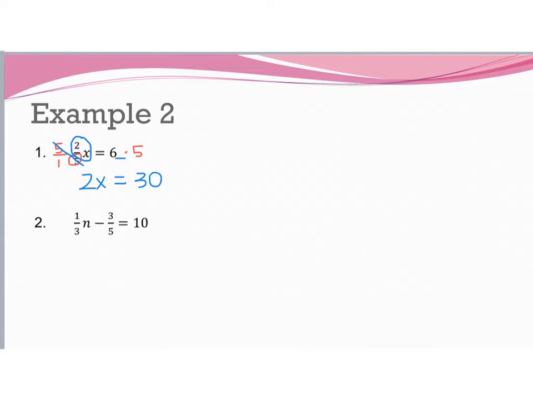Then I'm going to have to come up here and say, well, 2 is still attached to x, and 2 is attached to x with multiplication, because that's really 2 times x. I undo multiplication with division. So if I divide 2x by 2, then I'm going to divide the right side by 2 as well, and my 2s are going to cancel, and now I'm going to be left with x, because that's what's left right here. And 30 divided by 2 is going to give me 15. So my answer is x equals 15.